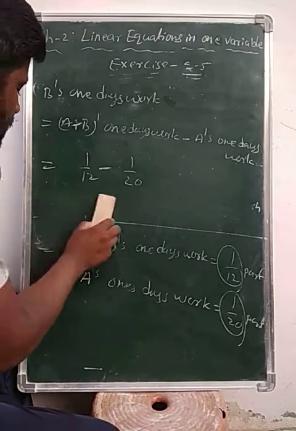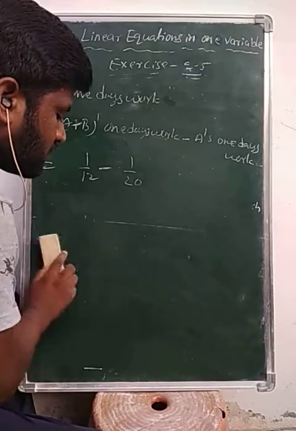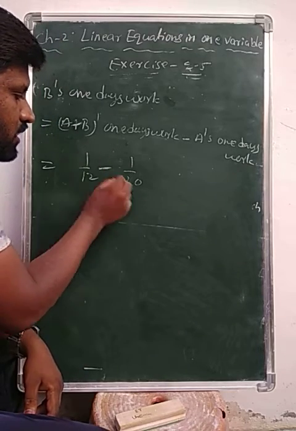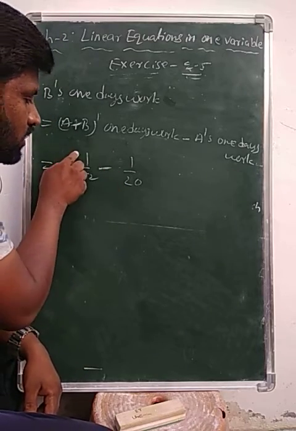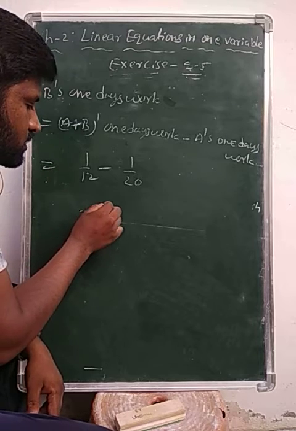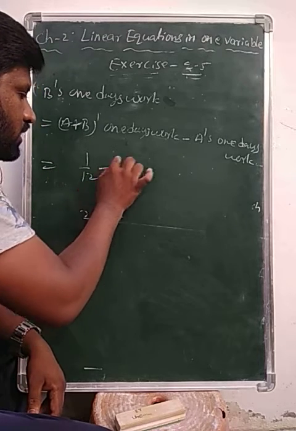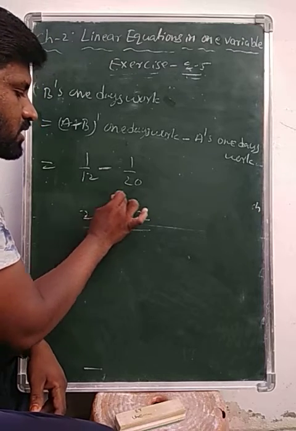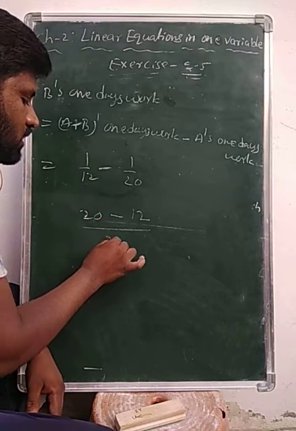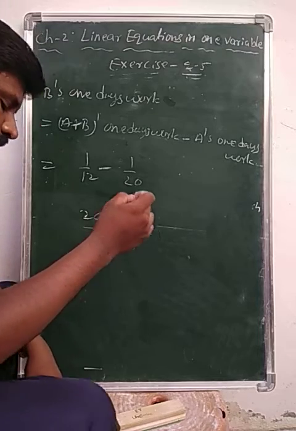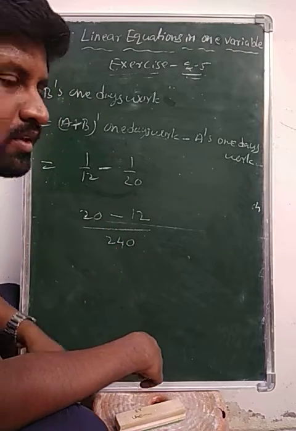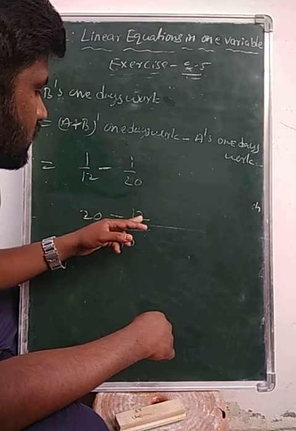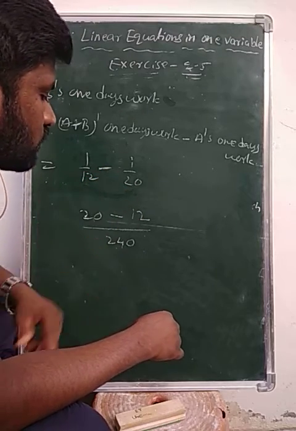Okay, now see what I am doing here. By the cross product rule, 1 into 20, that is 20, minus 12 into 1, that is 12, by the product of the denominators, 12 into 20, that is 240. Okay, 1 twenty is 20, minus 12 ones are 12, and 12 twenties are 240.